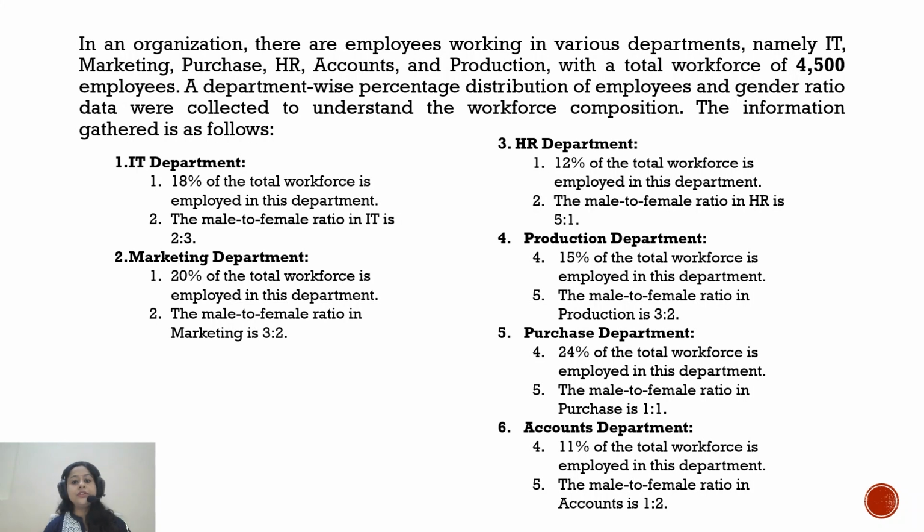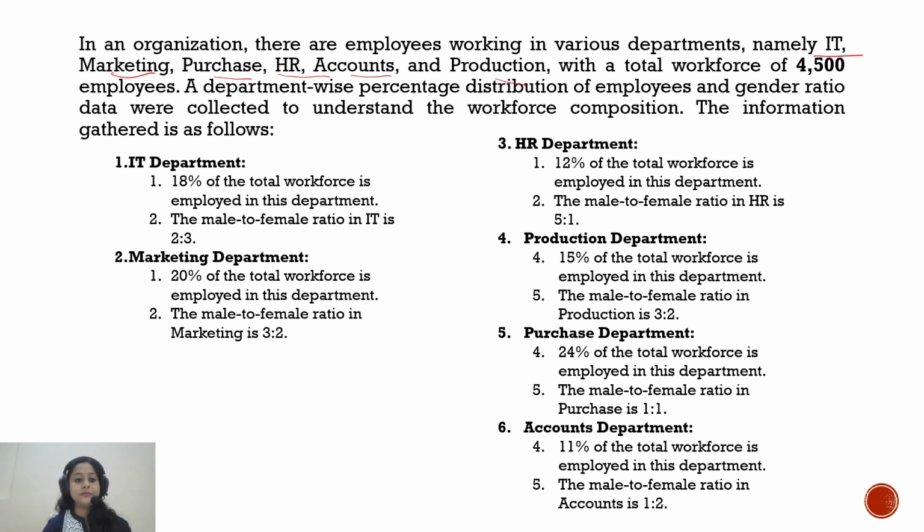So caselet 2 will also have a similar kind of problem where in an organization there are employees working in various departments, and information regarding various departments is given. There are 6 departments mentioned here: IT, marketing, purchase, HR, accounts, and production, right? With a total workforce of 4,500 employees. So a department-wise percentage distribution is also given.